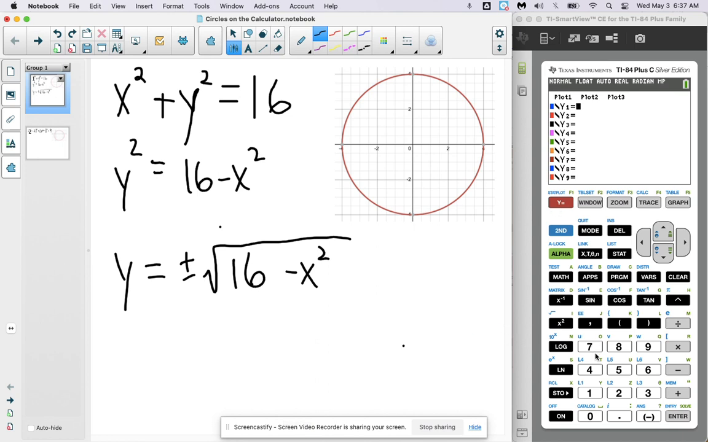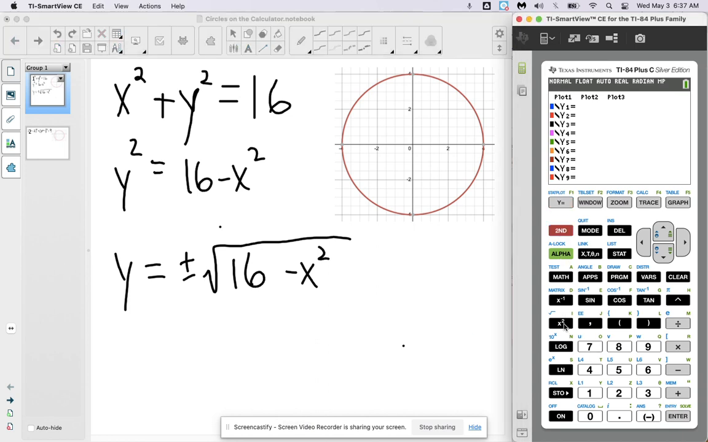So let's start with the square root of 16 minus x squared. And underneath that, let's graph the opposite of that exact same expression, negative square root of 16 minus x squared. And what we should expect to see with the graphing is the two half circles that would form this entire circle. So we graph, and there's our two half circles.